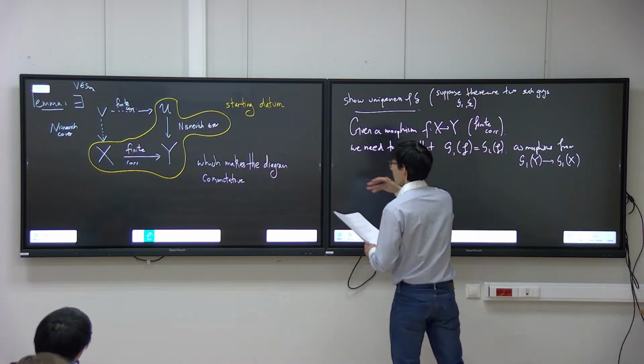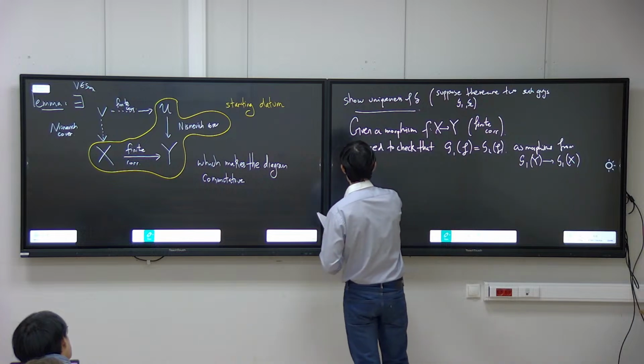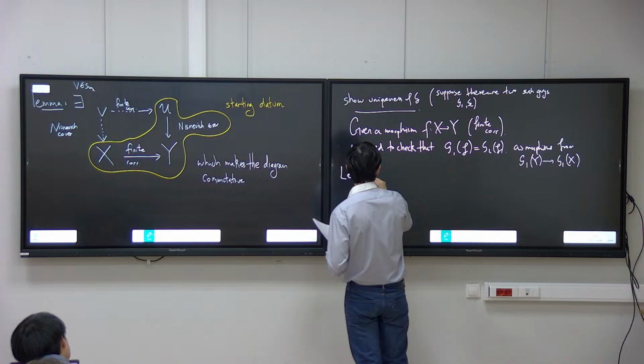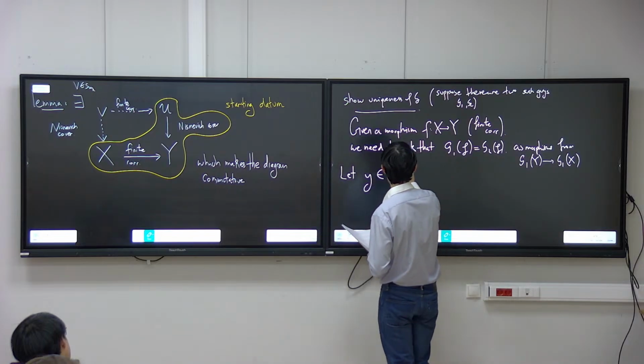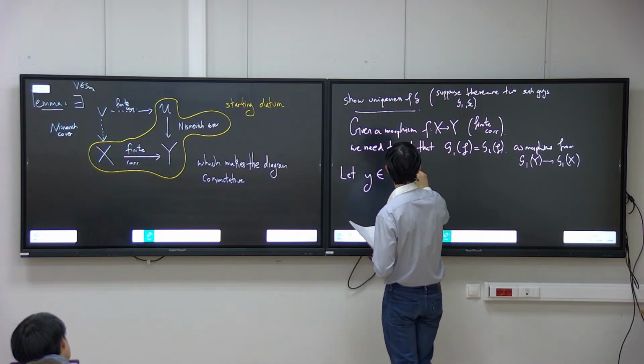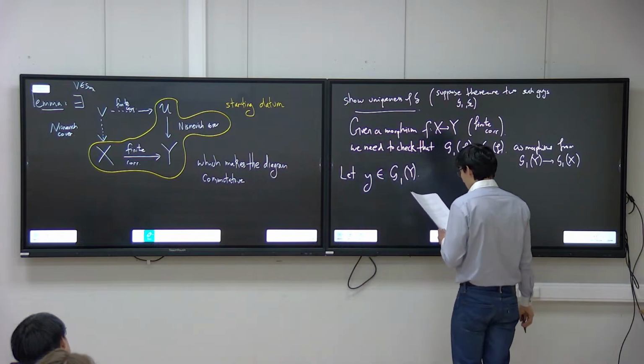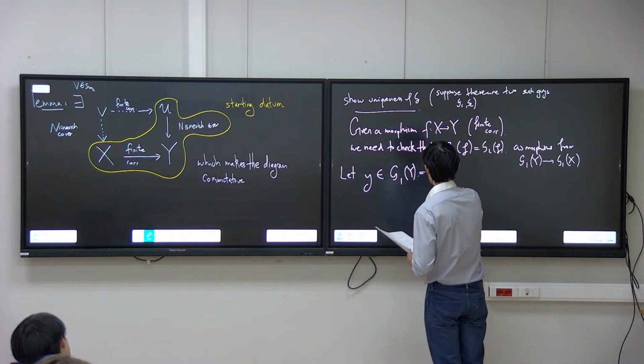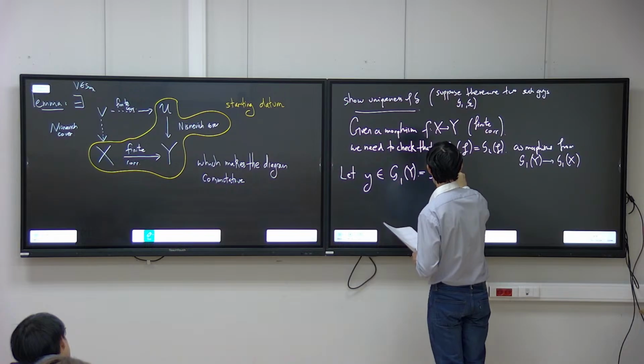So basically, we're going to use this lemma. So let y be in G1 of Y, which is equal to G2 of Y.